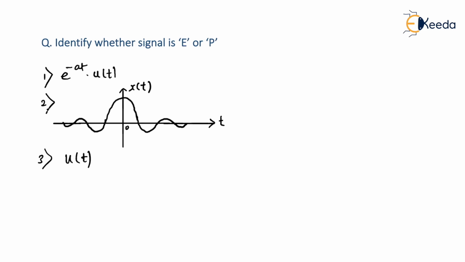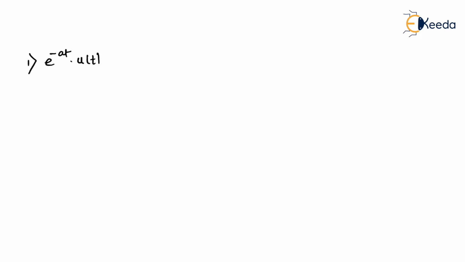So now three problems are given. In the first problem, it is e to the power -at u of t. In the second problem, some graphical information is given, and a third signal, u of t, is given, and we have to only identify whether a signal is an energy signal or a power signal. So we'll start with the first one, e to the power -at u of t. Let us recall the formula.